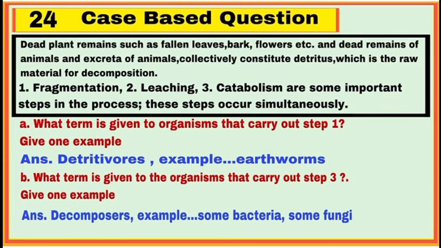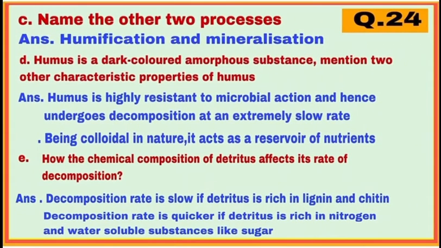Question 24. This case is based on decomposition process and the steps involved in the process. You should know the examples of detritivores, decomposers involved in the process of decomposition. Based on this information, do part A and B of the question and part C, D and E. To do these parts, you must know about the properties of humus and factors affecting the rate of decomposition in the nature.